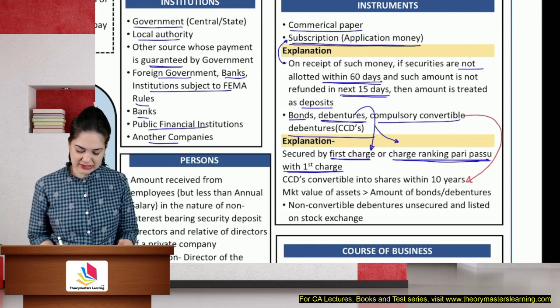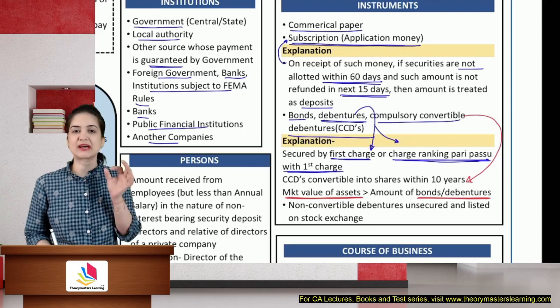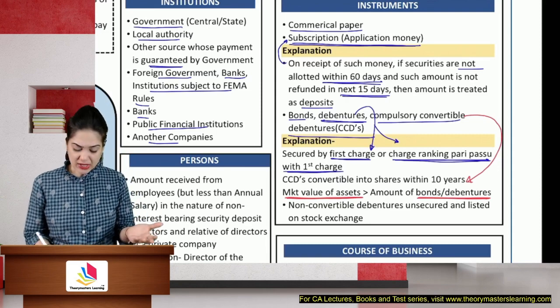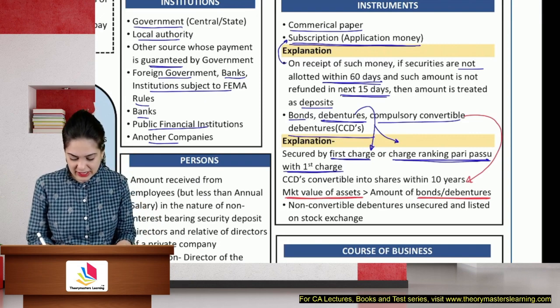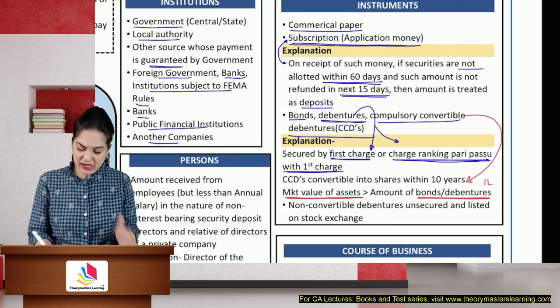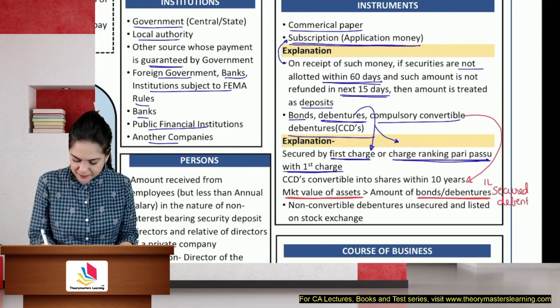Another requirement is that the amount of these bonds or debentures should be less than the market value of the asset. This simply shows that the debentures have to be fully secured. The amount of bonds, let's say, is 1 lakh rupees, but the amount of security which you give should be more than rupees 1 lakh. This simply shows that your debentures should be secured debentures. If they are secured, then they will not be considered as deposit.